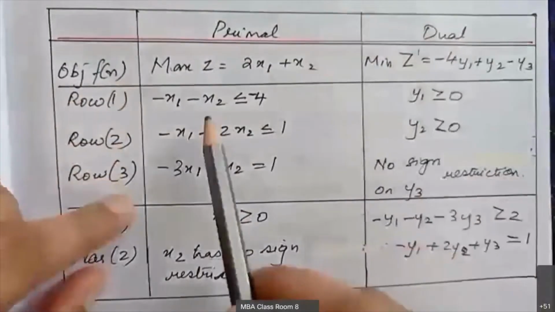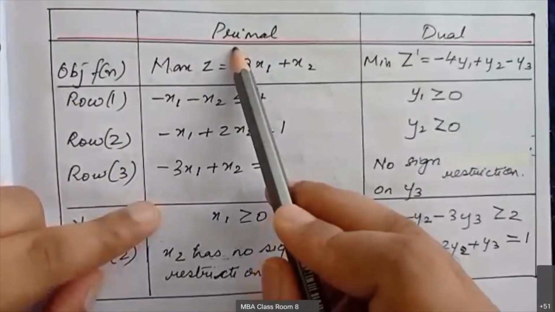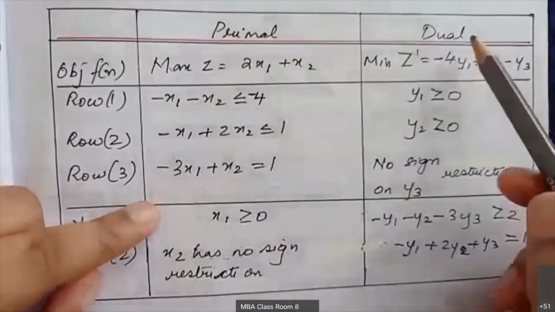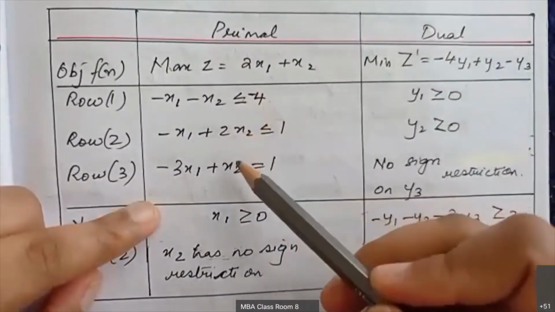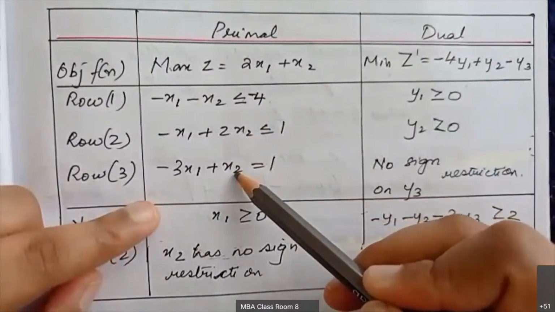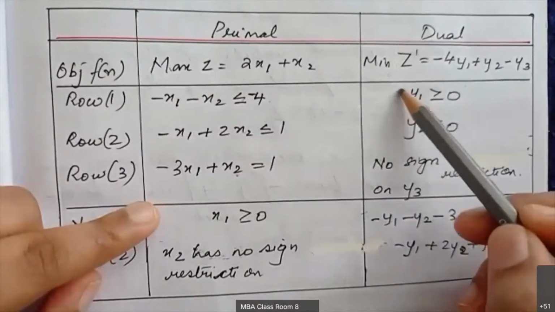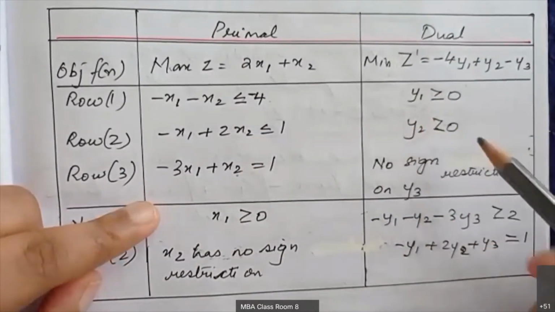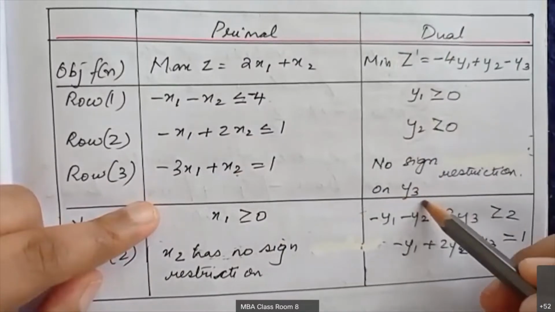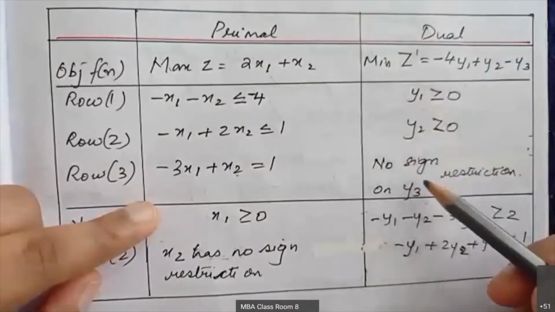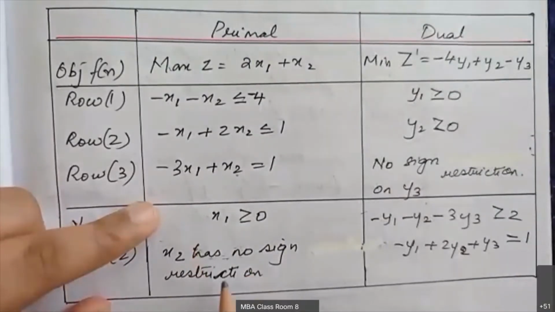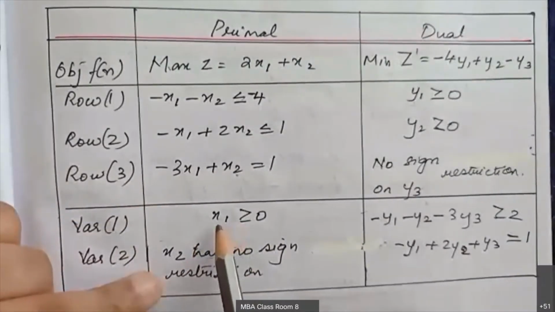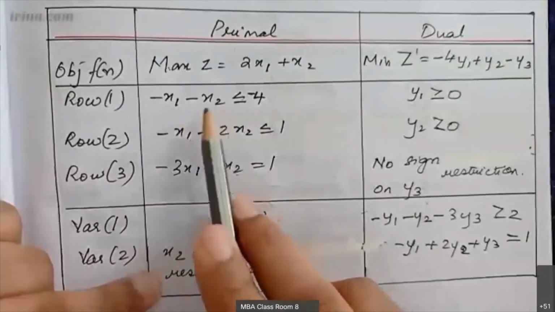The number of constraints in the primal will be the number of variables in the dual. Here, how many constraints do you have? 1, 2, 3. So you will be having 3 variables in the dual. What are they? Y1, Y2, and Y3. Or you can name them W1, W2, and W3. There is no problem. Then over here you have two variables, no? X1 and X2 are the two variables in the primal.